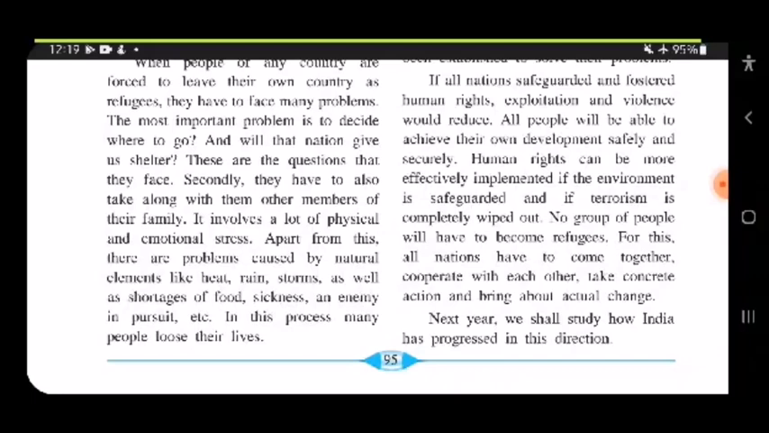Apart from this, there are problems caused by natural elements like heat, rain, storms, as well as shortage of food, sickness, an enemy in pursuit, etc. If they have to leave their home during the rainy season, where will they get shelter, right? They need to have a home. If they don't have a home, where will they get food from? Where can they store their food? So these are all the problems which arise and they face a lot of stress. In this process, many people lose their lives. Absolutely, they will lose their life if they don't have a home, if they don't get proper food to eat, right?